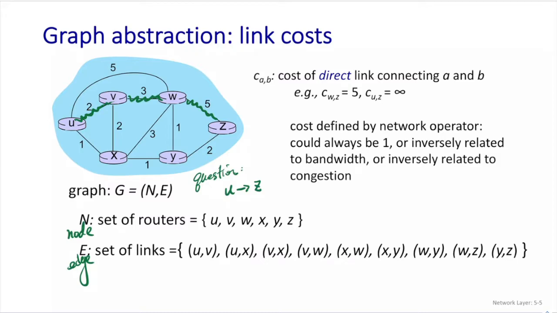And if there is a c(U,Z), take a look at this figure. There is no such link, so the cost of c(U,Z) is infinite. So that is the mathematical definition of a graph and its edges, its nodes, and its cost.